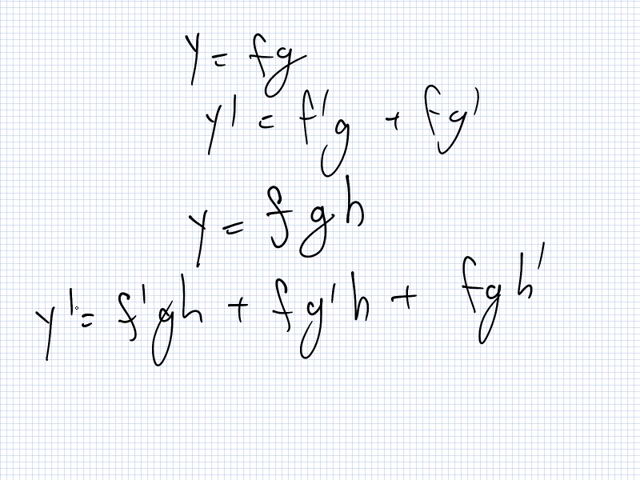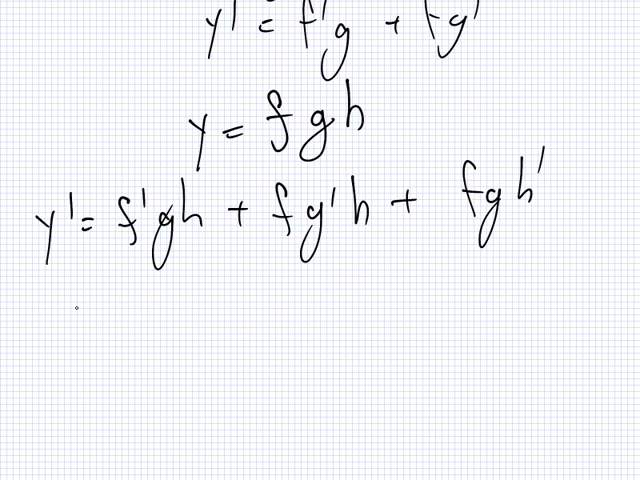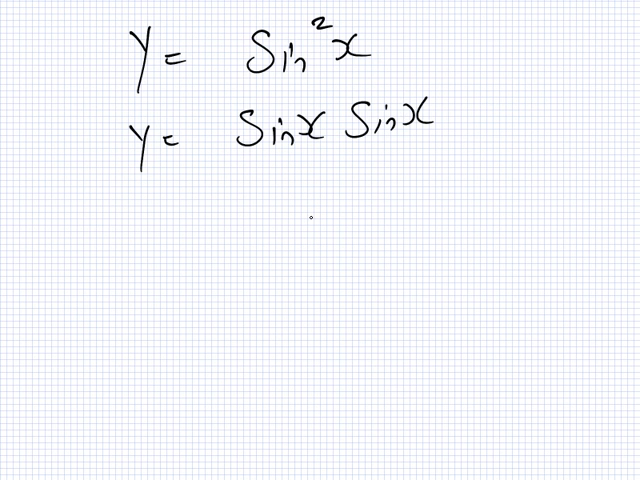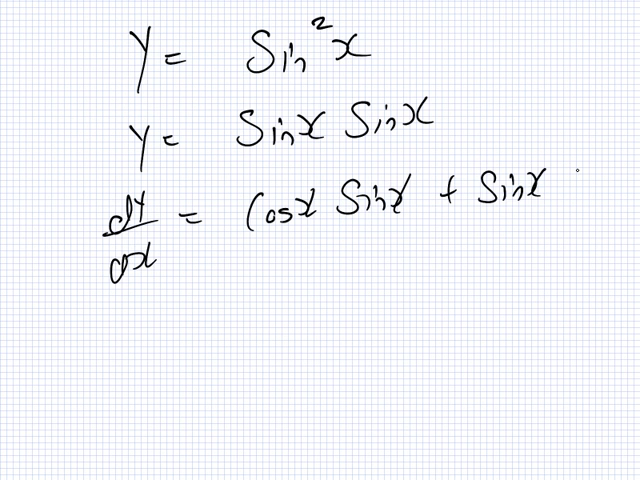Okay, one last example, and then I'll let you try some from the worksheet. Can I scroll down a bit? y equals sine squared x. Let's differentiate. So what's the trick here, do you think? Change it into sine x times sine x. How else could you do it? So it's cos x sin x plus sin x cos x, which is 2 sin x cos x.